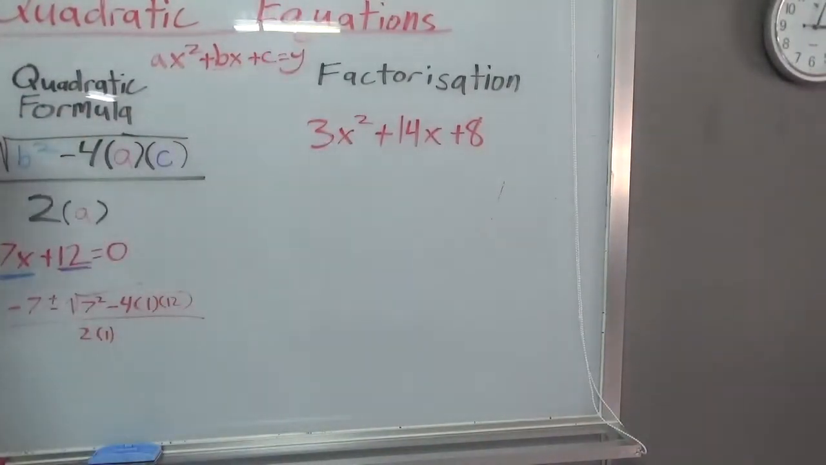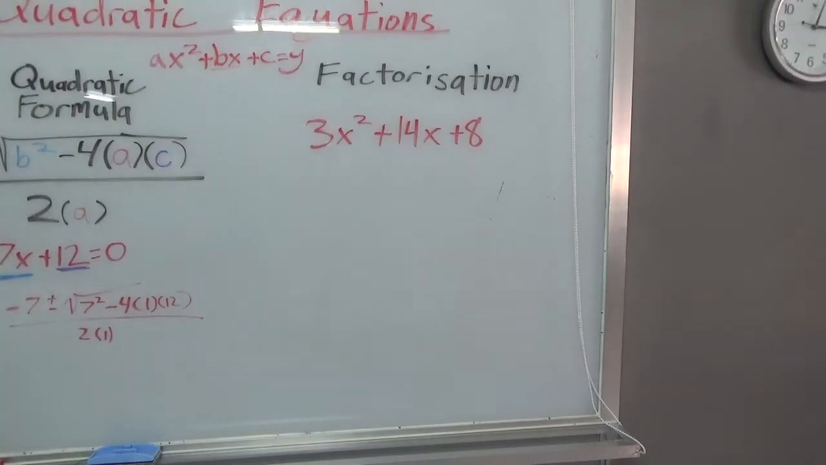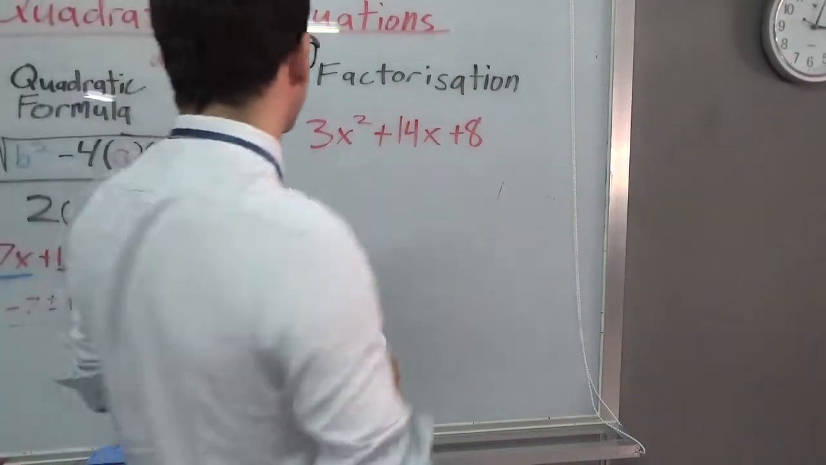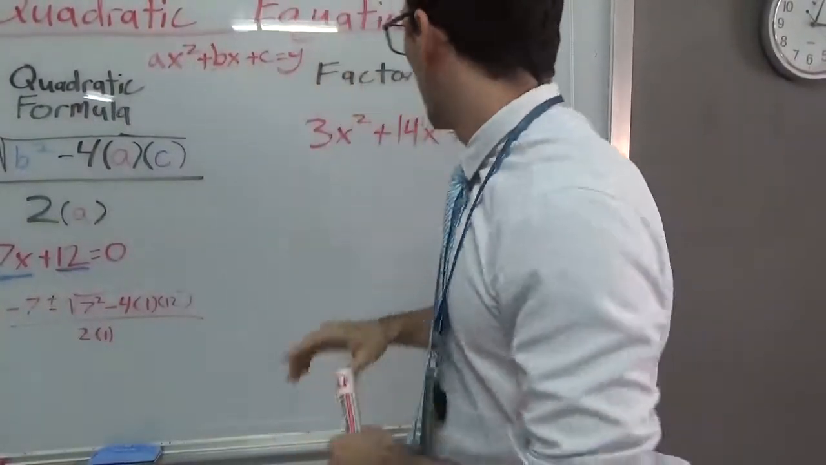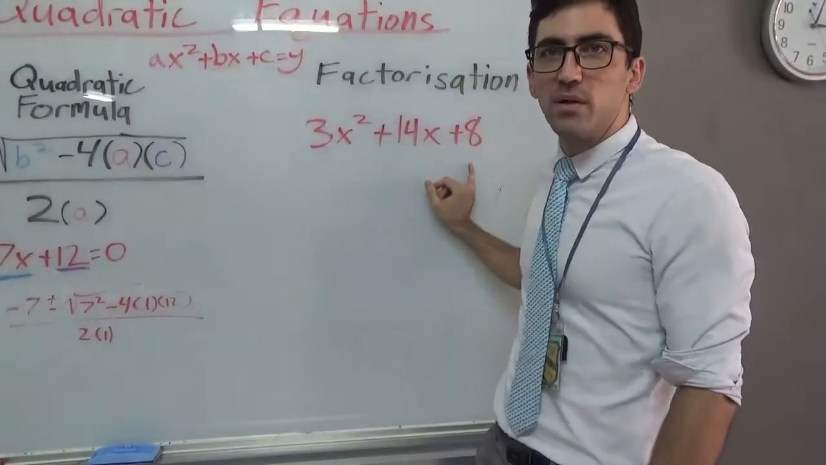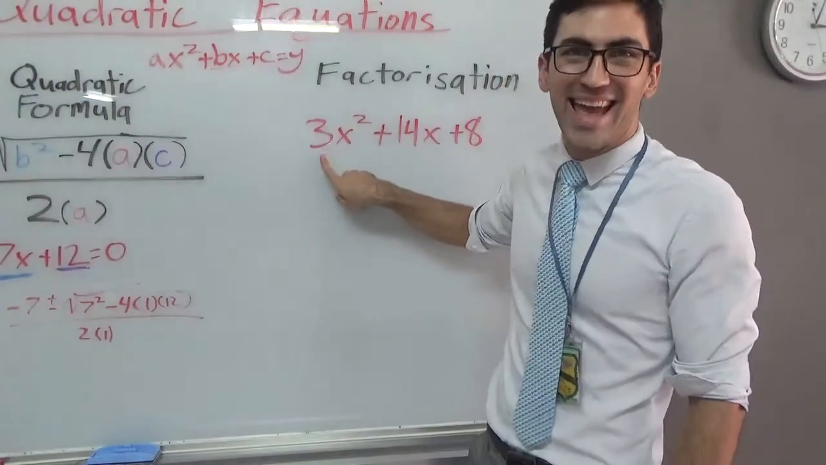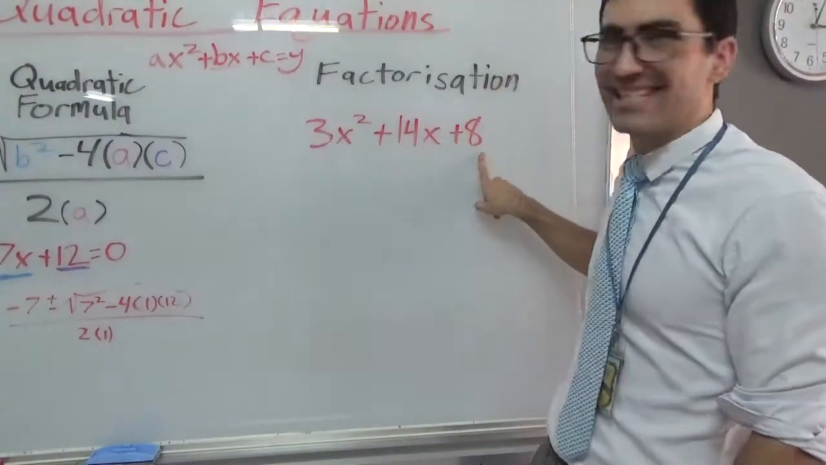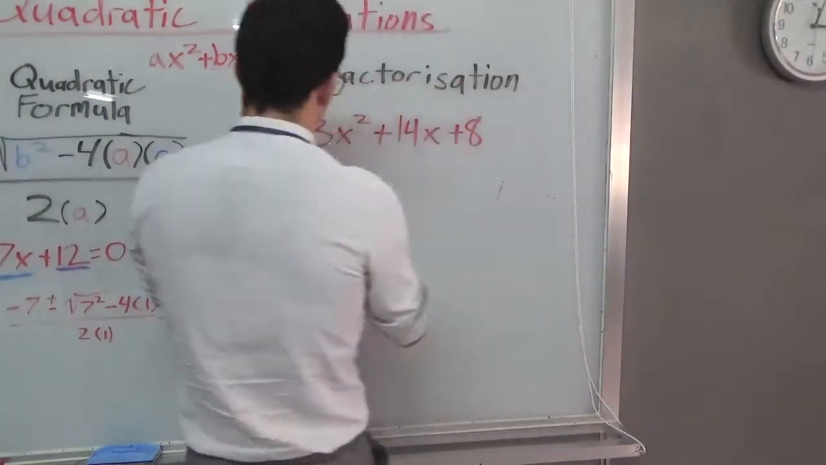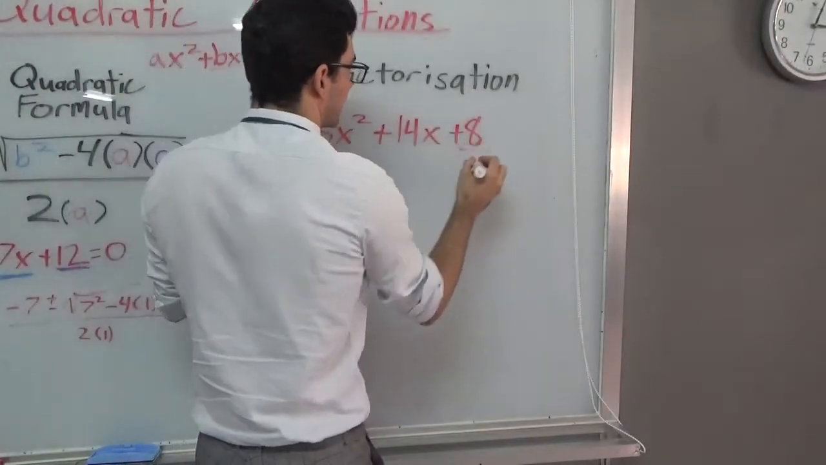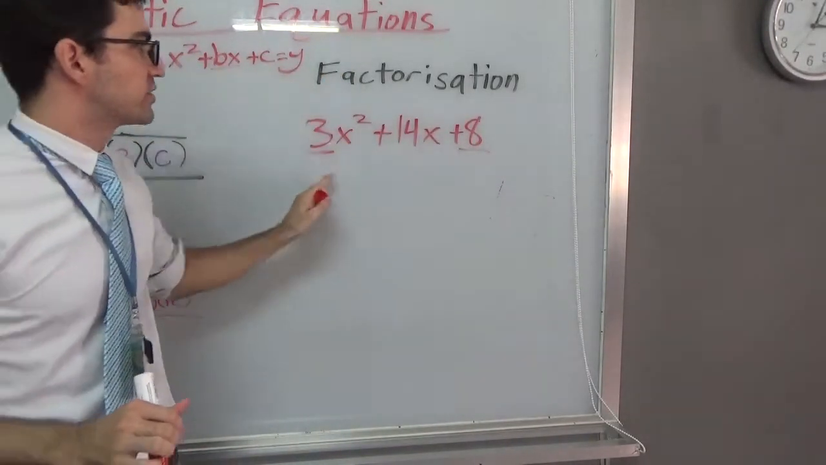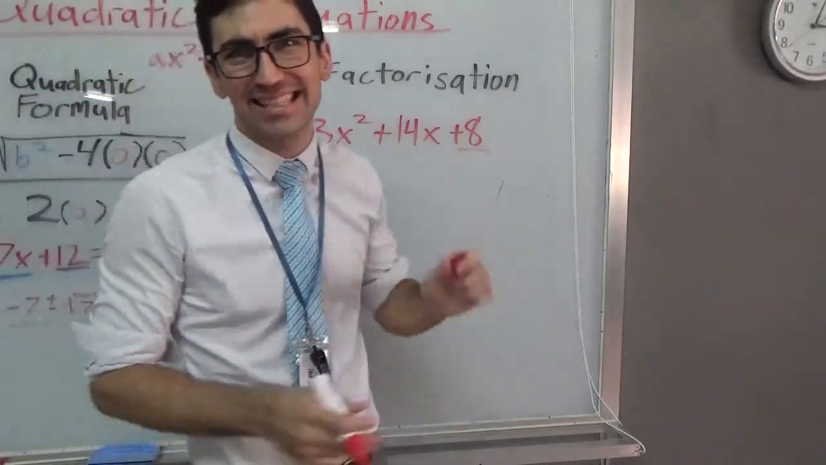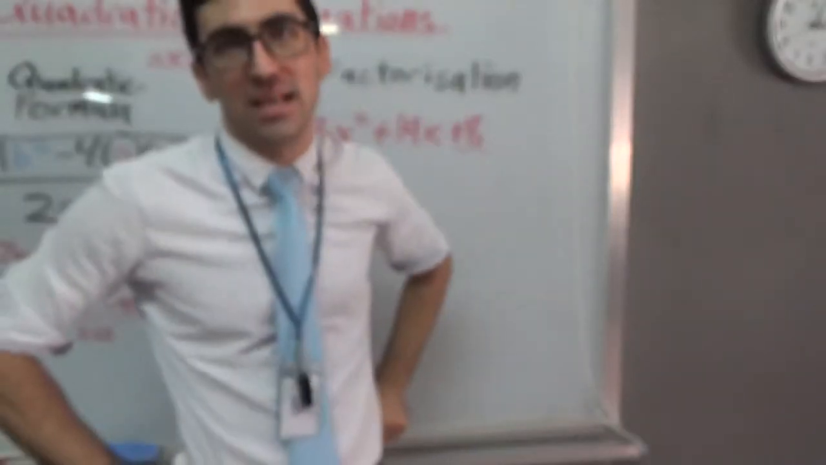So the way that we're going to do this is we are first going to multiply our A value with our C value. So we will multiply the first and the last part, the A and the C. So 3 times 8 is going to be 24.